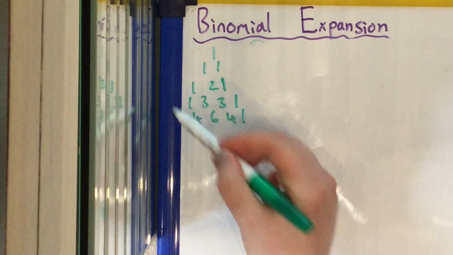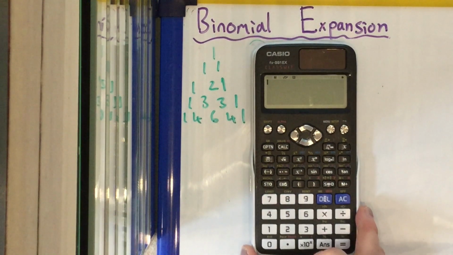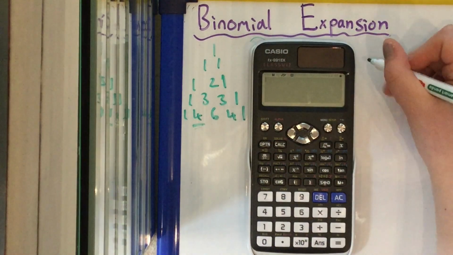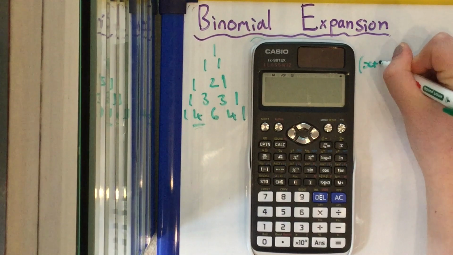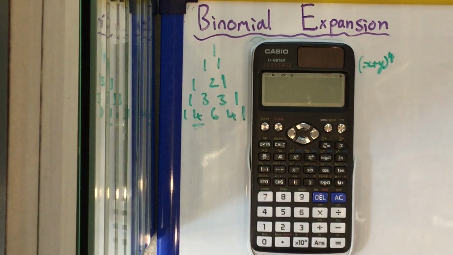Now this triangle is very useful, but it's also very time consuming to write out. As it happens, most of your calculators will have this triangle pre-programmed into their settings, and I'm going to teach you how to find that. So let's say I'm looking for the coefficients of (x + y)^4, but I can't be bothered to write this whole triangle out.